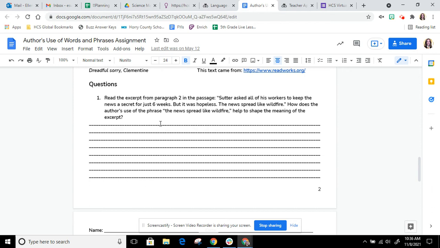So you're specifically looking at the part where it says the news spread like wildfire. What does that phrase mean? And how does it help shape the meaning of the text? What does it allow the reader to learn from the text?